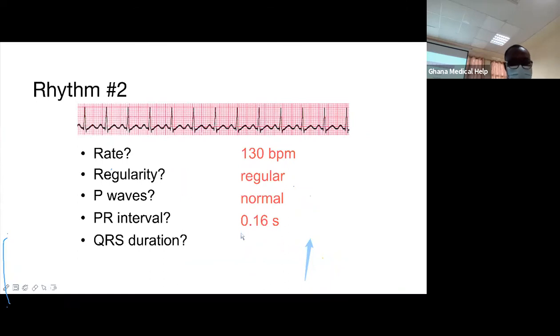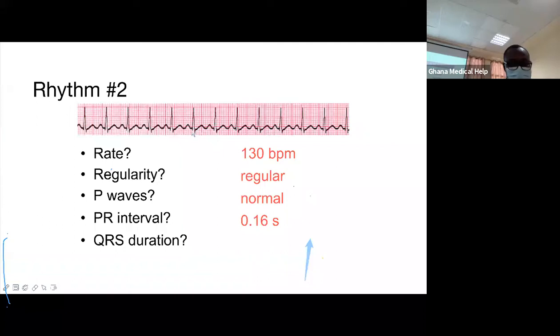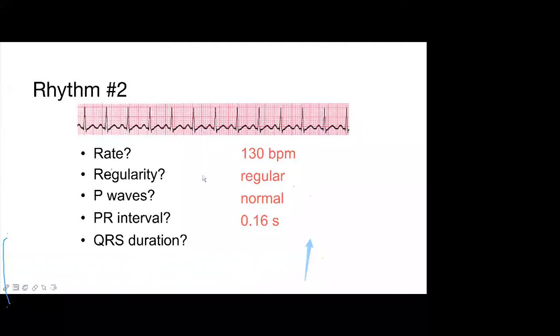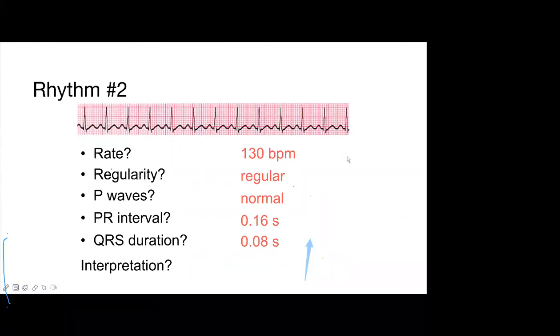The QRS duration, we said that's 1 to 3 small boxes, or 0.04 to 0.12. So this QRS duration here, is it normal or abnormal? It's normal. All right, I agree with you. So what's your interpretation of this ECG? Sinus tachycardia. Fantastic. So it's sinus tachycardia, abnormal.